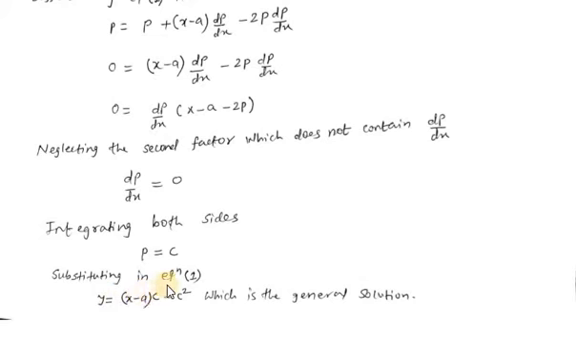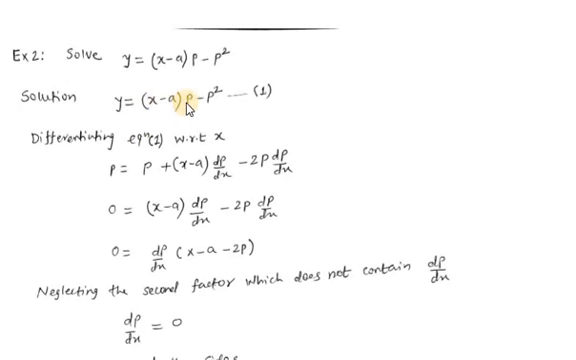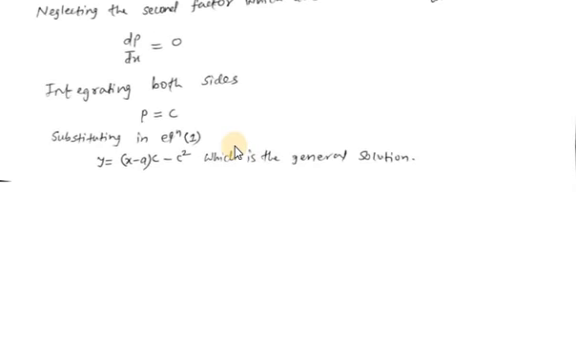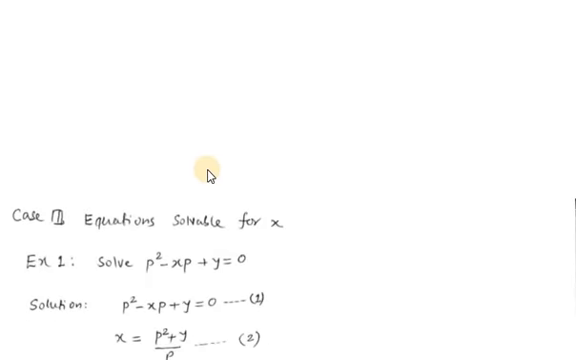Now substituting this p equals to c in equation number 1. This is equation number 1. So replacing p by c, we have y equals to (x minus a) into c minus c square. Okay, so this is the required general solution.